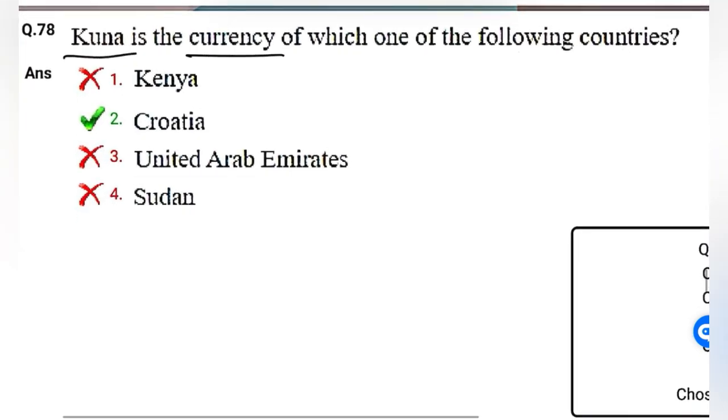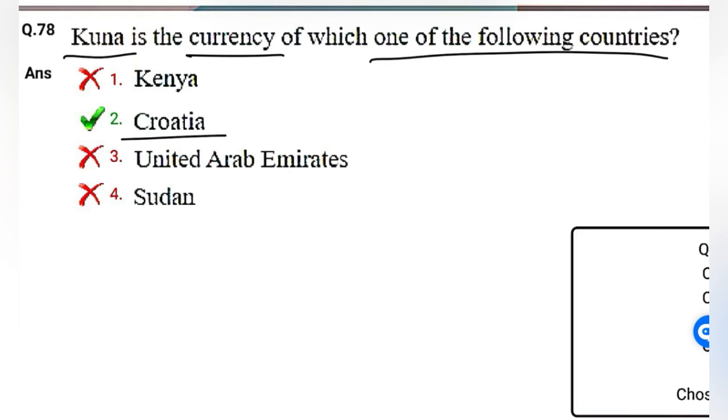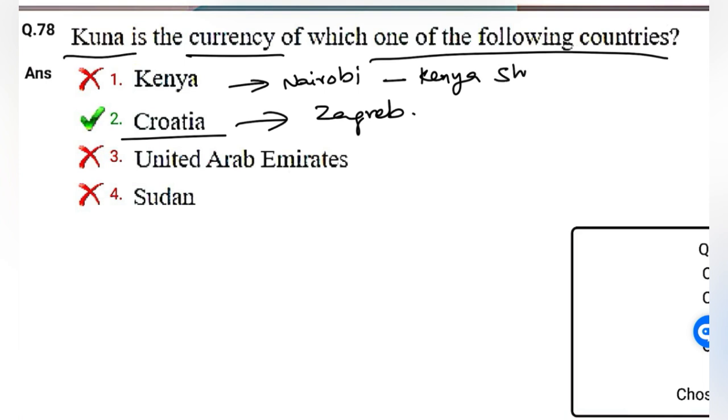Kuna is the currency of which of the following countries? Croatia. And its capital is Zagreb. And Kenya's capital is Nairobi and its currency is Kenyan shilling.